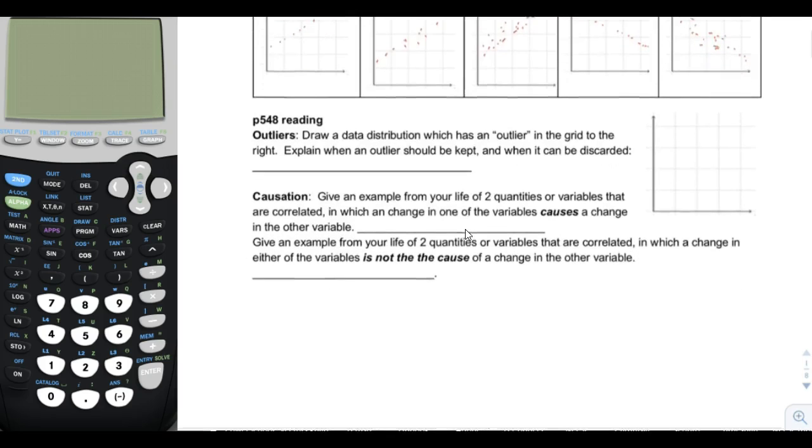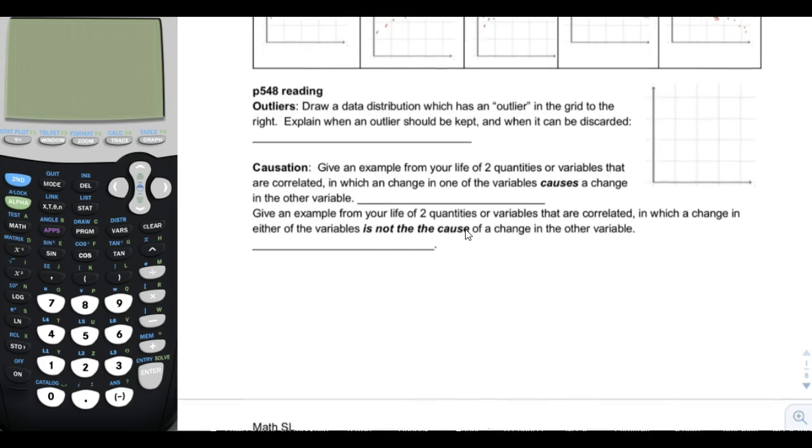Okay. Page 548. Outliers. Draw a data distribution which has an outlier in the grid to the right. Explain when an outlier should be kept and when it can be discarded. So let's say you have a pretty good distribution in your science fair and you have one data point which is not together with the rest. An outlier is this data point which is not together with the other data.